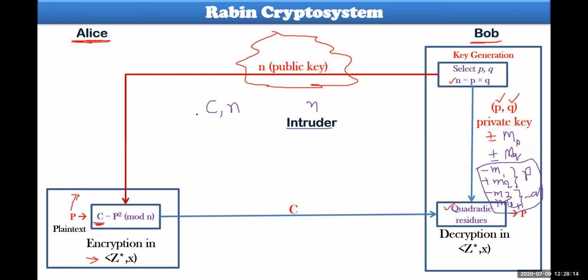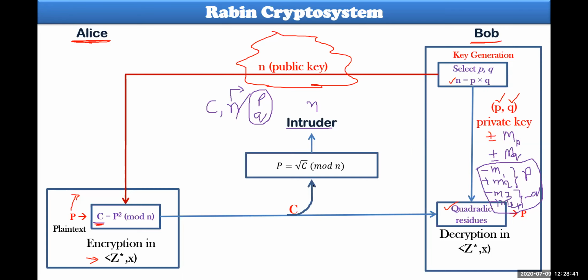Because everything is known, everything is public. But here the problem is that M1, M2 will be a combination of P, and M3, M4 will be a combination of Q. So identification of these two will be difficult. Identification of P and Q is very, very difficult by taking only the value of N. That is why it is infeasible. Normally P will be equal to the square root of C modulo N. That is also with him, because this algorithm is public. It is available for everybody.